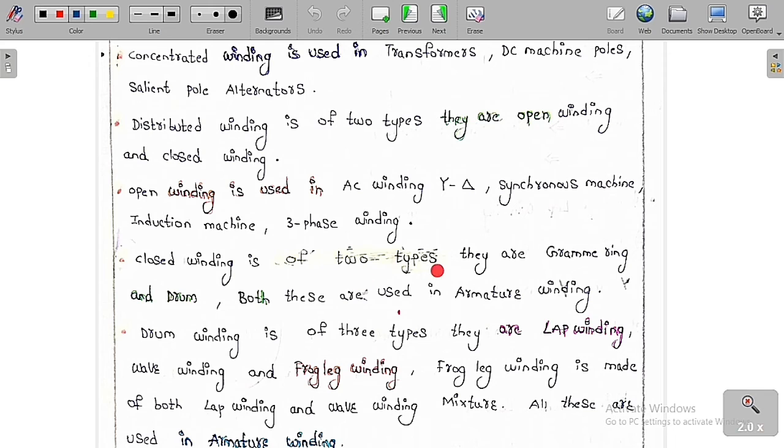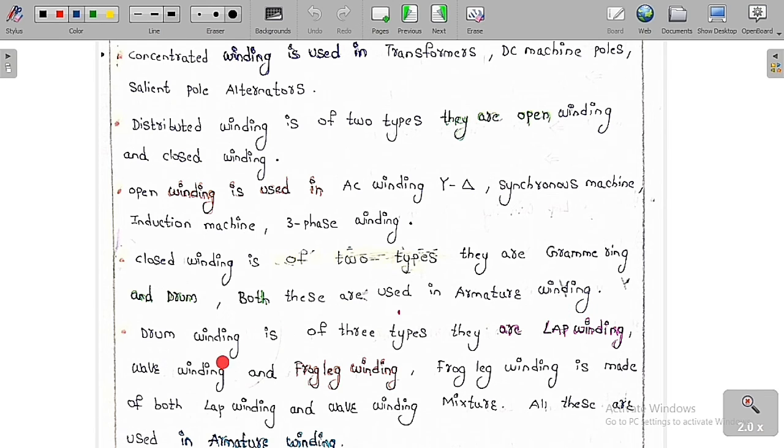Closed winding is of 2 types. They are Gramme ring and drum. Both of these are used in armature windings. So we can say that the distributed winding is of two types. One is called the open winding and the other one is called the closed winding. Open winding is used in AC windings like star to delta, synchronous machine, induction machine and the three-phase winding. Whereas the closed winding is of two types, the Gramme ring and the drum, and both are used in the armature windings.